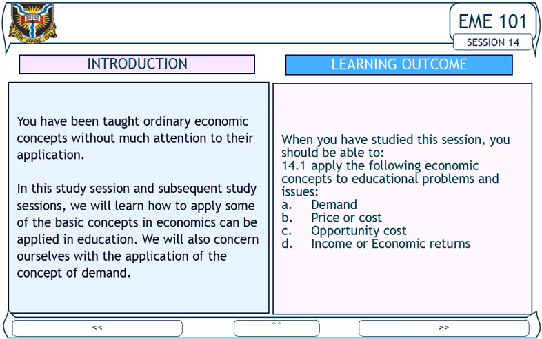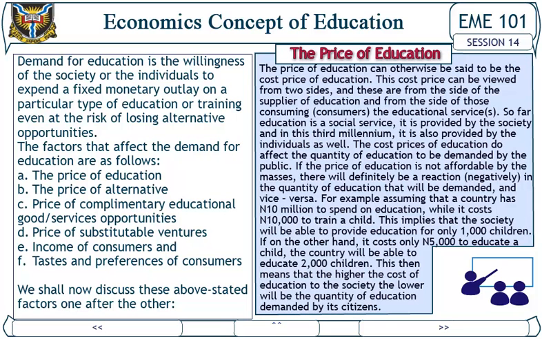Learning outcomes. When you have studied this session, you should be able to apply the following economic concepts to educational problems and issues: demand, price or cost, opportunity cost, income or economic return. Economics concept of education. Demand for education is the willingness of the society or the individuals to expend a fixed monetary outlay on a particular type of education or training, even at the risk of losing alternative opportunities.